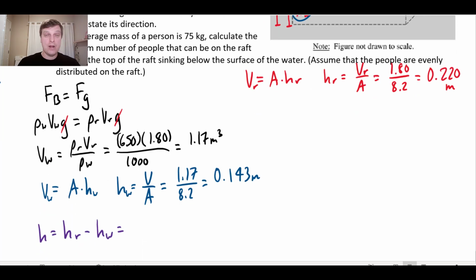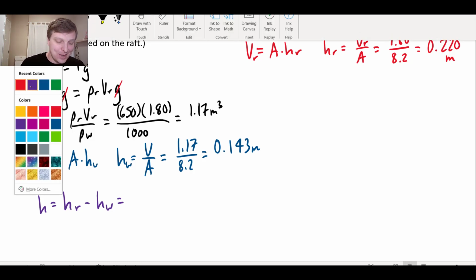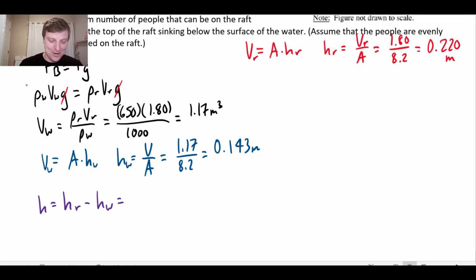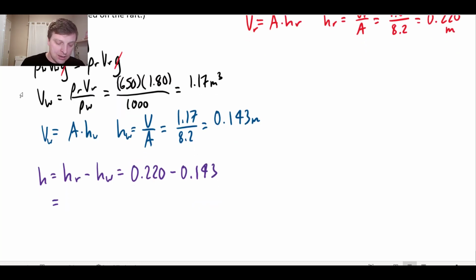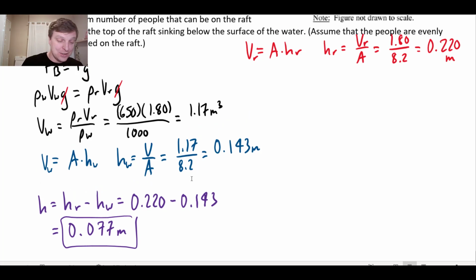And so bringing that all together here, I could find the height that's above the water, and that's just going to be the difference between the height of the water and the height of the raft. I'm saying the word height an awful lot. So 0.220 minus 0.143, and so the overall height here that's above the water is 0.077 meters, and that is the answer to the first one. So all that work was actually just all for part A. All right, so that was good on us.